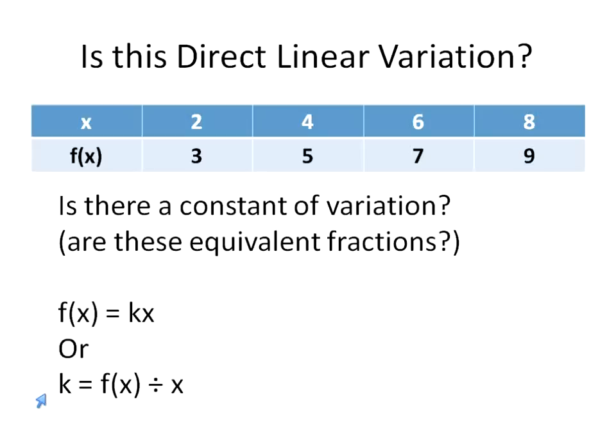We can use these equations to actually calculate that. So I'm just going to go ahead and use this equation for the constant. If this is direct linear variation, then my constant should be the same. So let's pick the first one. My constant is f of x divided by x, 3 over 2. All right. Now I'm going to look at my next set here. F of x is 5, and x is equal to 4. So 5 over 4.